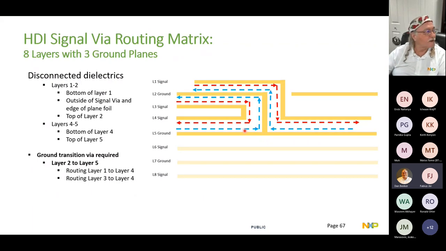And it kind of looks like this, is that when I want to go from 1 or 2 to 4 and 5, I need to make sure that the ground is connected to 5 from 2, and then the signal via goes from 3 to 4, because the energy is traveling in this space and I want it to travel in this space. I have to make sure this vertical pipe is there.